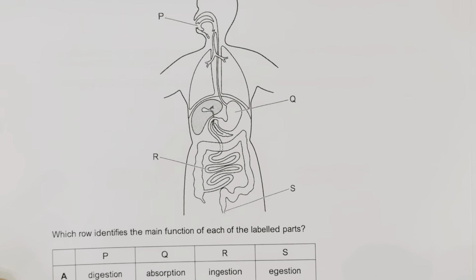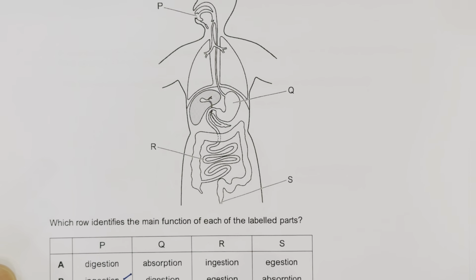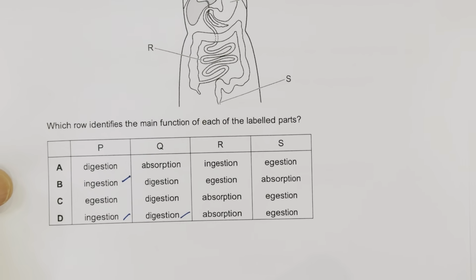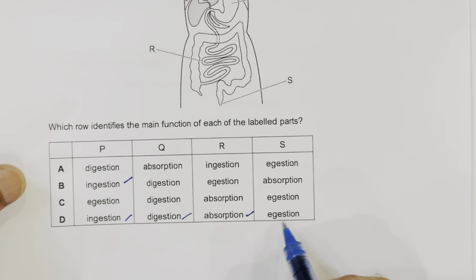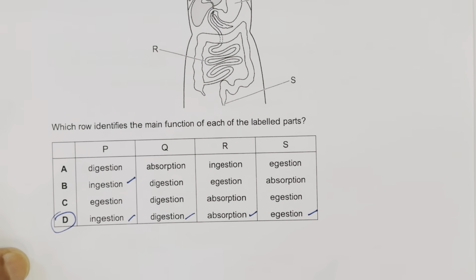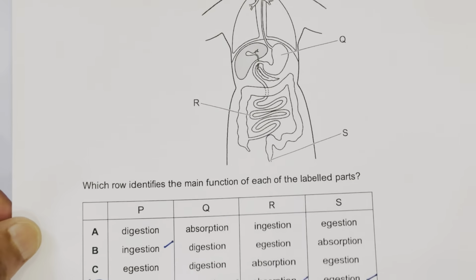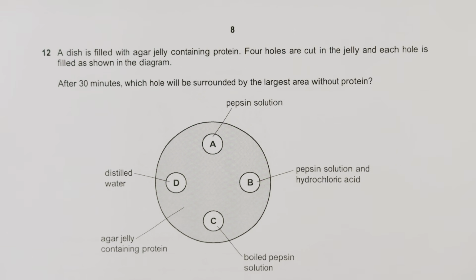Q, stomach, is used for the purpose of digestion, and the small intestine is used for the purpose of absorption, and the rectum is used for egestion. So option D is carrying all those ticks that are relevant to the given scenario. So option D is the right answer. Moving to question number 12.